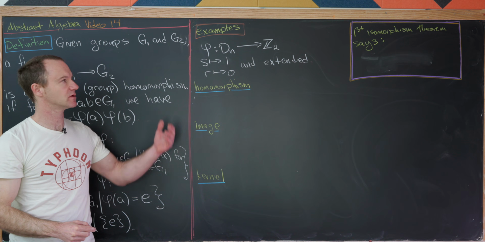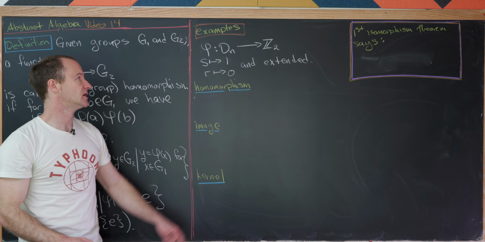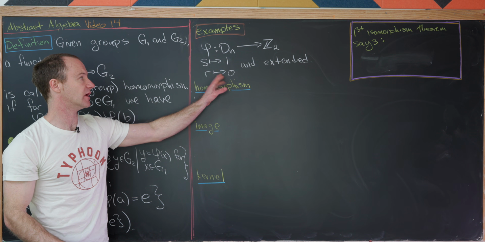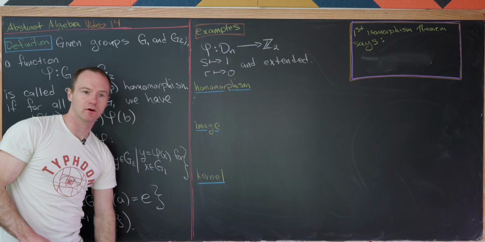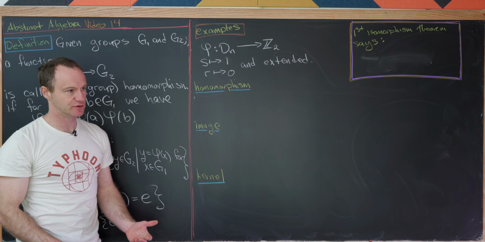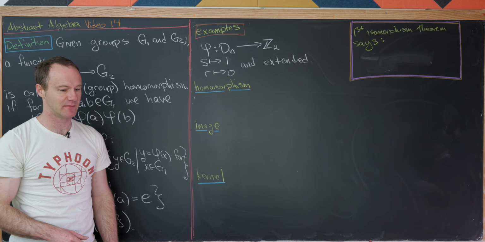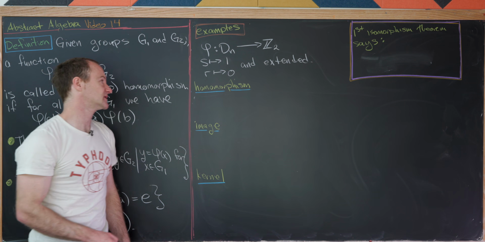For our next example, let's take a map phi from Dn to Z2, and we'll take s to 1, r to 0, and then extend this to a homomorphism. It may not be extendable to a homomorphism, but we should try to extend it to a homomorphism and make sure everything makes sense. Okay, so let's get going.